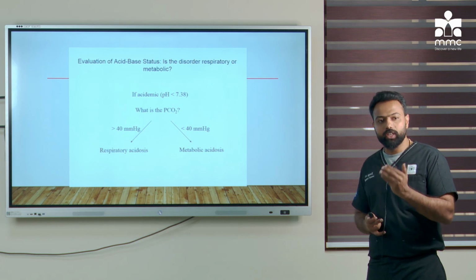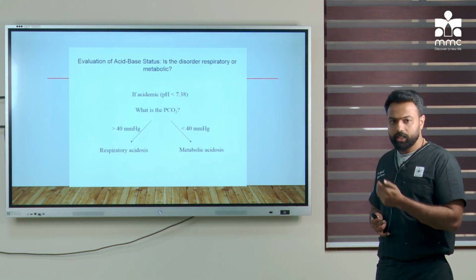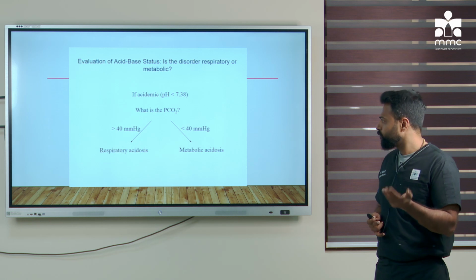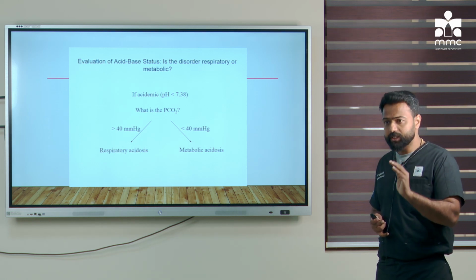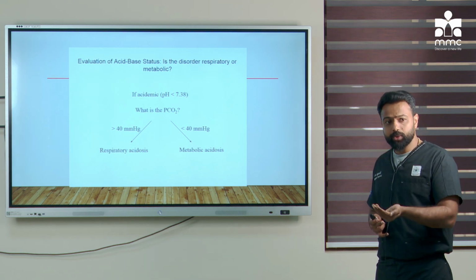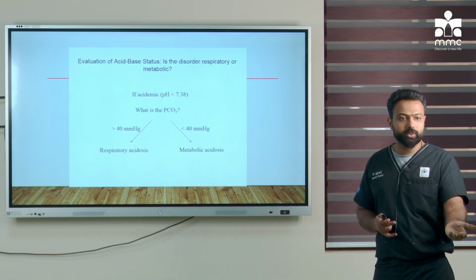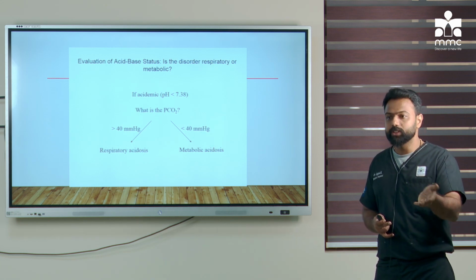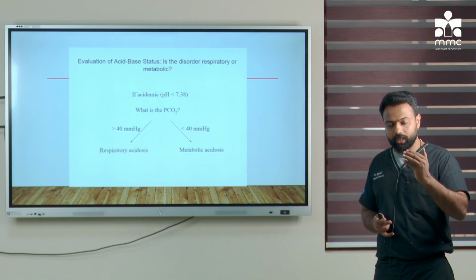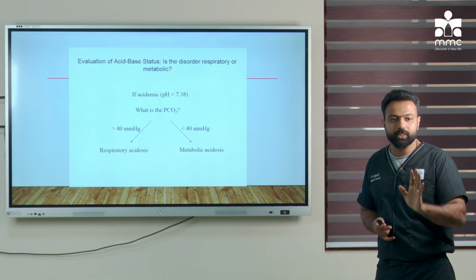So if you have an increase in carbon dioxide, it means respiratory acidosis. So the first step is pH. If it is acidic, you look at the PCO2. PCO2 high means that PCO2 is the cause of that acidosis. So PCO2 is the cause, because that's why it is respiratory acidosis.